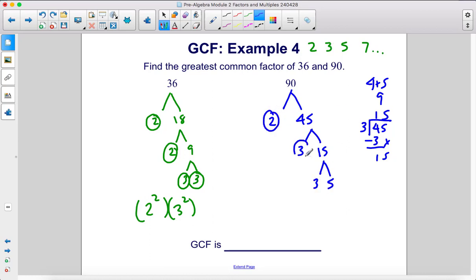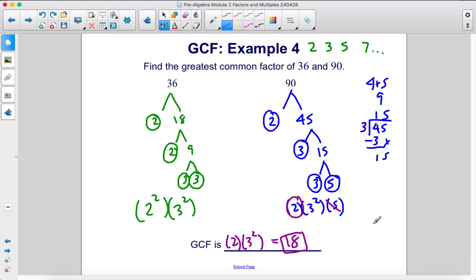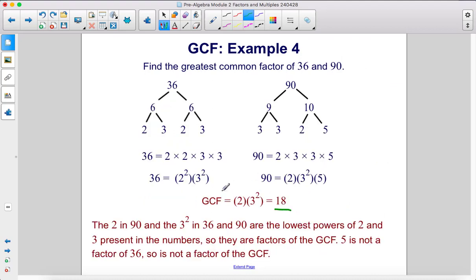So we have 2, 3, 3, and 5. So that's 2 times 3 squared times 5. All right, now there's a 2 in both, but this is the lower 2. So we're putting 2 to the first power here. We have a 3 squared in both. Put that in there. 5 is not over here, so we don't even think about it. 3 squared is 9 times 2, 18 is our greatest common factor. And there you have it. The greatest common factor is 18.